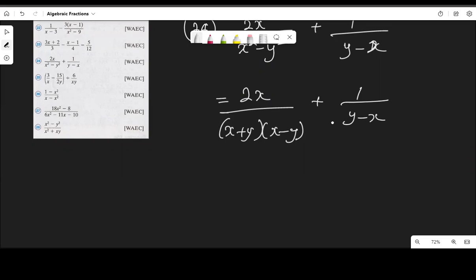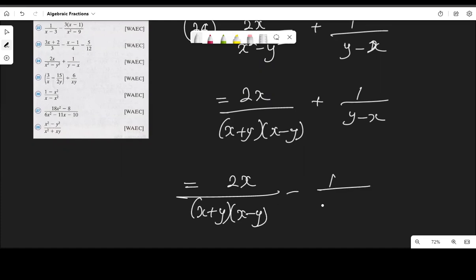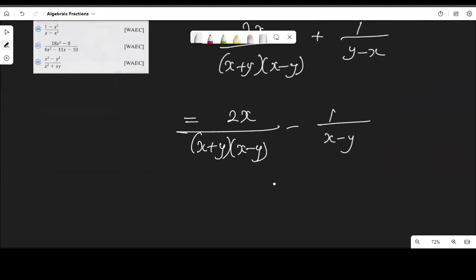And for me to do that, I will need to multiply this by negative 1. So if I multiply this by negative 1, my expression becomes 2x over x plus y and x minus y minus 1 over x minus y. The plus changed to minus because I reversed the order of this second expression there. The LCM of this and this is x plus y and x minus y.